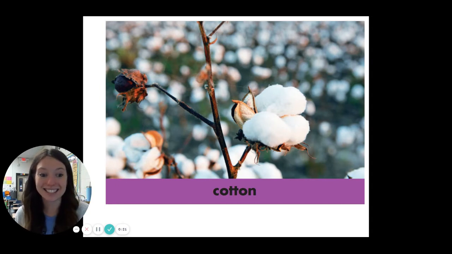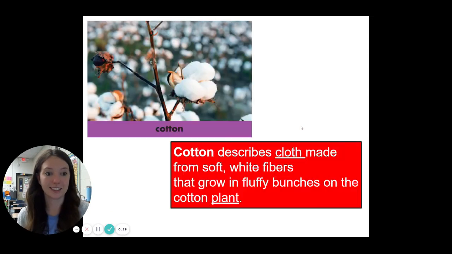C-O-T-T-O-N. Cotton. Good. This right here on your screen is a cotton plant. Cotton describes cloth that is made from soft, white fibers that grow in fluffy bunches on a cotton plant. So you can see in the picture, this is the cotton plant, and it grows in these little fluffy bunches that you see around here.